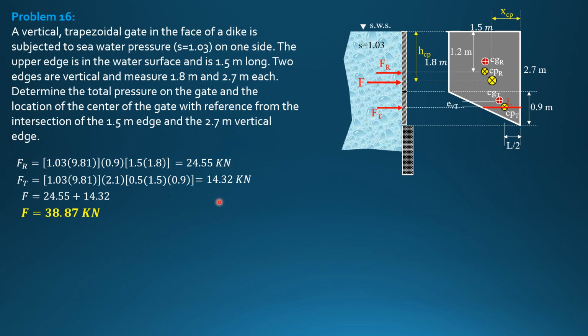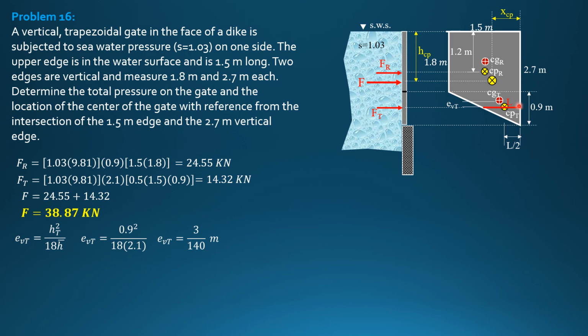Then for the second question, we need to solve for e sub v of the triangle first. e sub v of the triangle is the height of the triangle squared over 18 barred h. We know that already from the preceding example, or you can derive that: b h cubed over 36 over area, 1/2 b h, times barred h. You can derive that easily. So it is equal to 0.9 squared over 18 times 2.1, barred h of the triangle being 2.1. So it is equal to 3 over 140 meter.